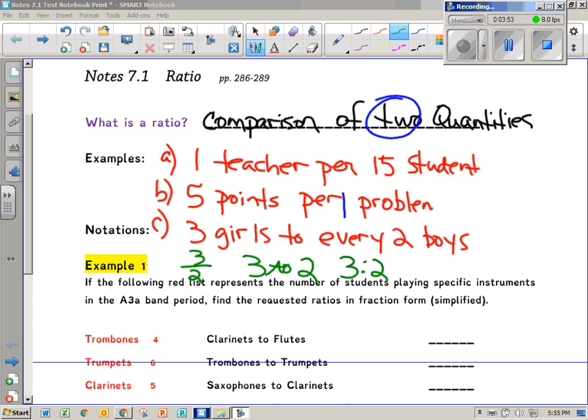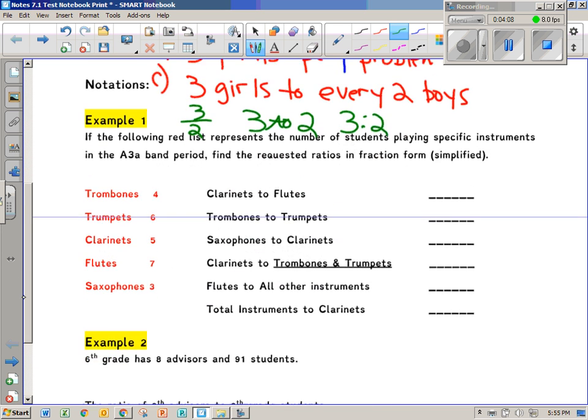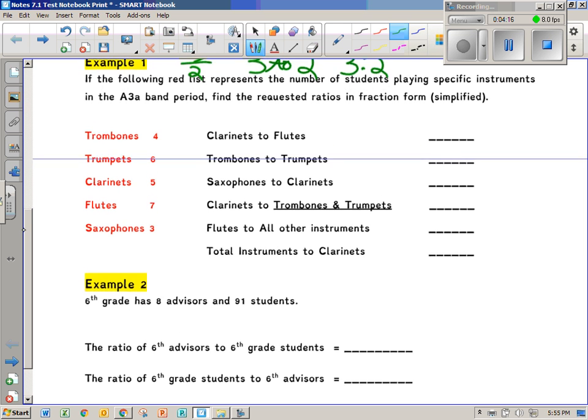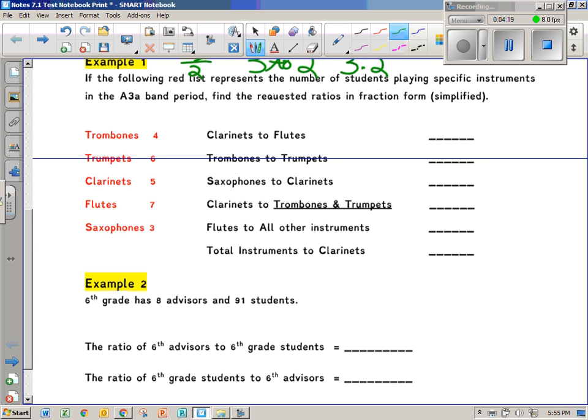Typically when we see 3 over 2, we say 3 halves, but if you're talking about a ratio, you would say 3 to 2, no matter which way that it's written. So let's take an example where we have to actually come up with the ratios. And you do want to simplify the ratio, but keep in mind that the ratio has to have two numbers in it. So it says, if the following red list, that's all this over here, represents the number of students playing specific instruments in a 3rd-period band, find the requested ratios in fraction form.